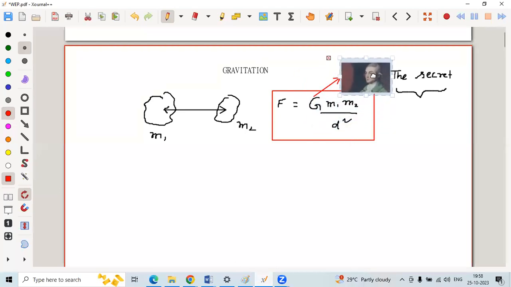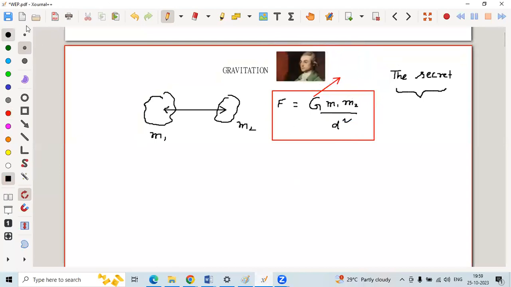He did one torque experiment and finally he gave the capital G value. And the value is 6.6 into 10 power minus 11. Please keep it in mind. Capital G value 6.6 into 10 power minus 11. In exam they won't give. We need to memorize it. Okay?